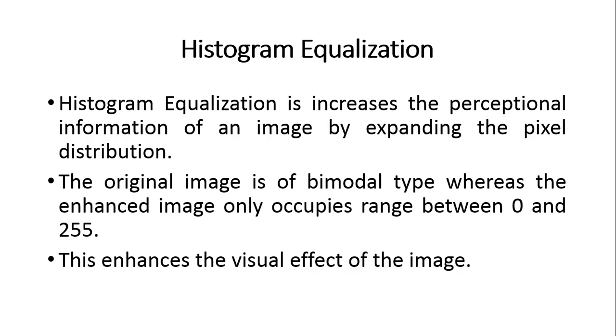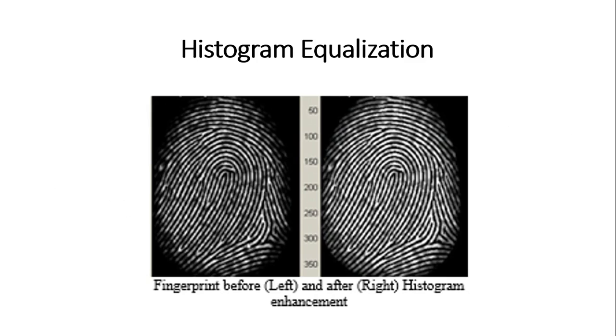The first method is histogram equalization. It increases the perceptual information of an image by expanding the pixel distribution. The original image is of bimodal type, whereas the enhanced image only occupies range between 0 and 255. This enhances the visual effect of the image. Images before and after histogram enhancement are shown here.